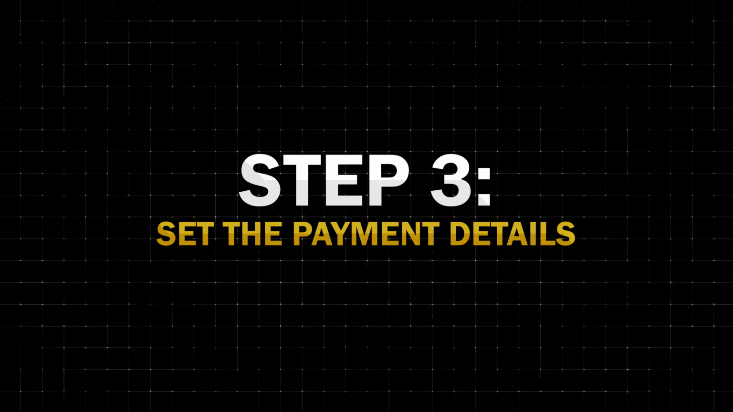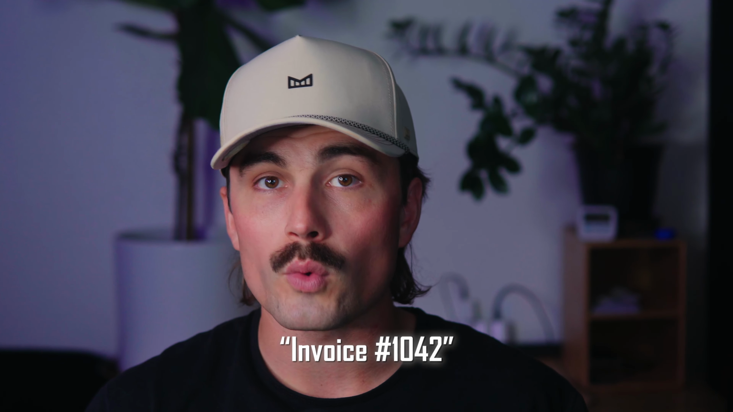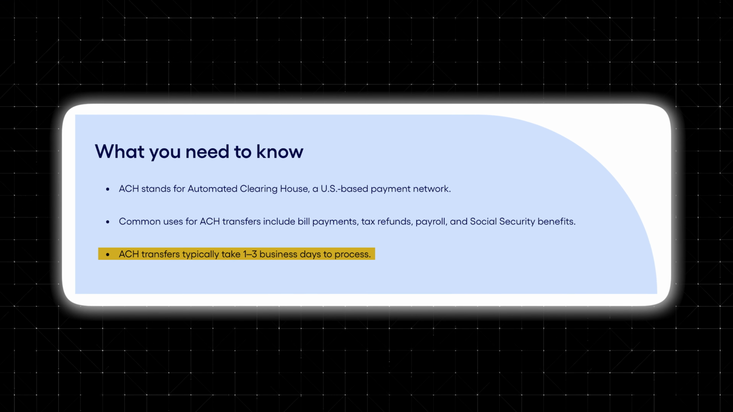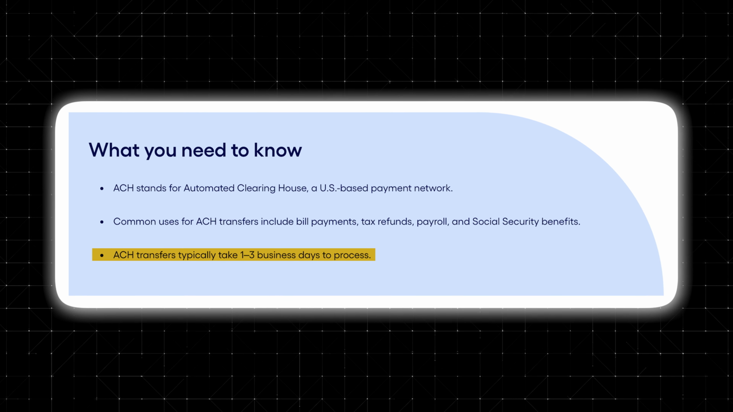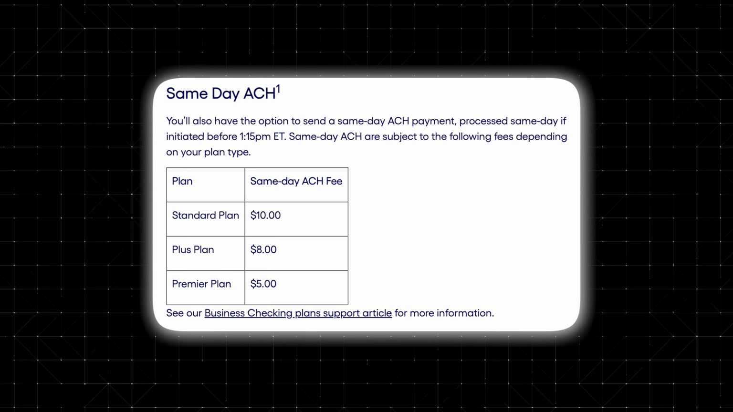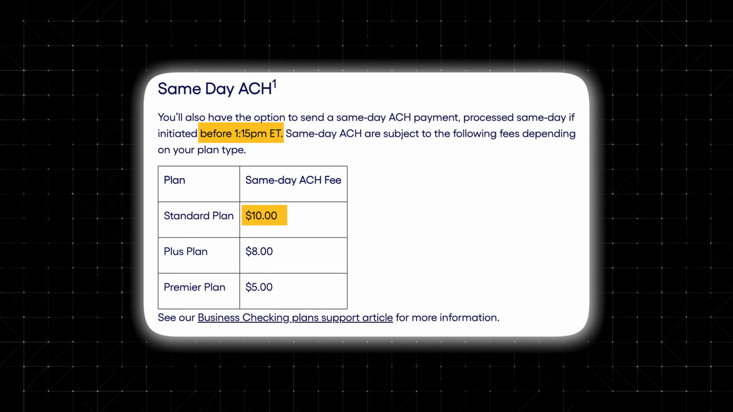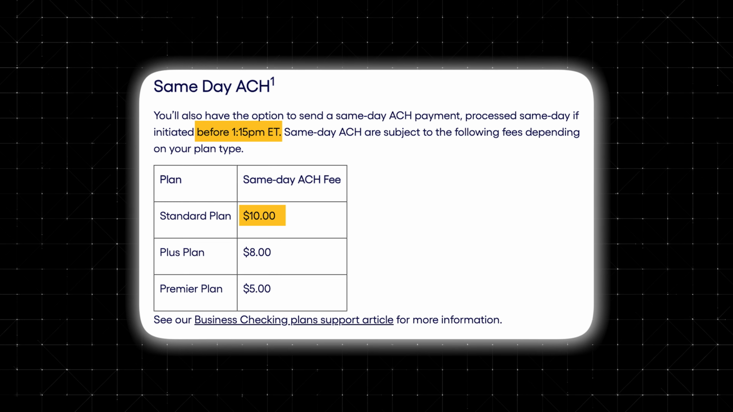Step 3. Set the payment details. Now it's time to enter how much you're sending and what it's for. You can add a memo like April 2025 freelance editing or invoice number 1042 so the recipient knows what the payment is for. You'll also select the payment method and again choose a standard ACH option. This is free and will usually arrive the next business day, although sometimes it can take up to 3 days depending on timing and bank processing. There is a same-day ACH option if you need it faster, but note that this has a $10 fee and it needs to be submitted before 1:15 p.m. Eastern Time to arrive that day.